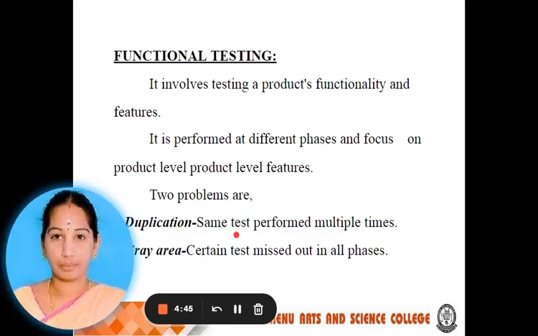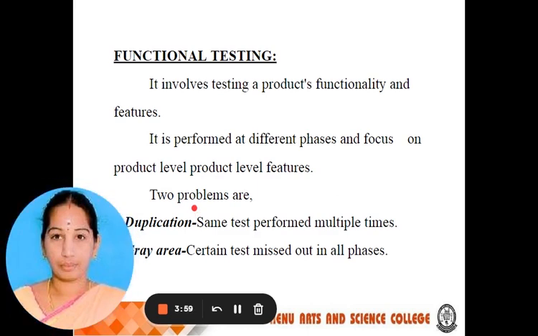And then the next one is functional testing. In system testing, we have two different types of testing. One is functional testing and the other is non-functional testing. Let's see the details about functional testing. It involves testing a product's functionality and features. So it mainly focuses on the functionality and features of a project. It ensures that the functions and functionalities of applications work properly or not. It is performed at different phases and focuses on product-level features. It tests the functionalities of an application.